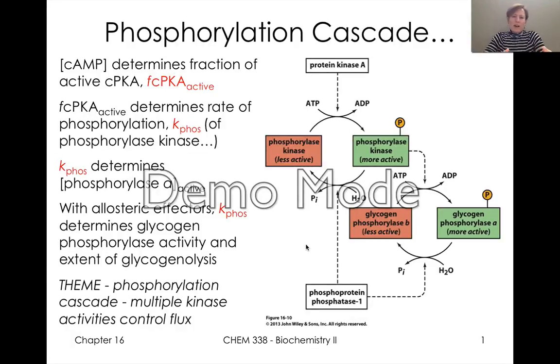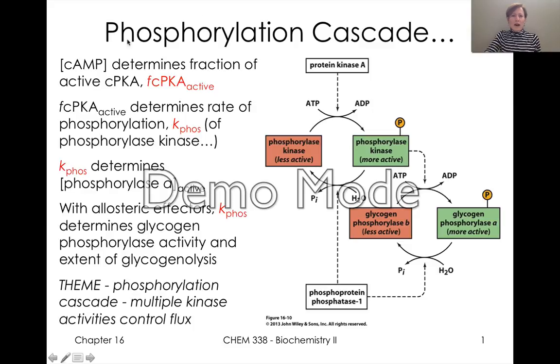Okay, so we have covered glycogen breakdown and glycogen synthesis, and then talked about this phosphorylation cascade that helps regulate that process, particularly on the activation of glycogen breakdown side, where we're talking about PKA phosphorylating phosphorylase kinase, which phosphorylates phosphorylase, which then breaks down glycogen.